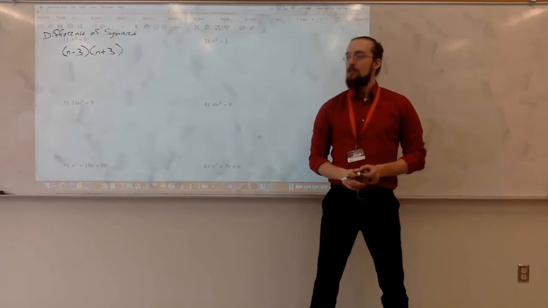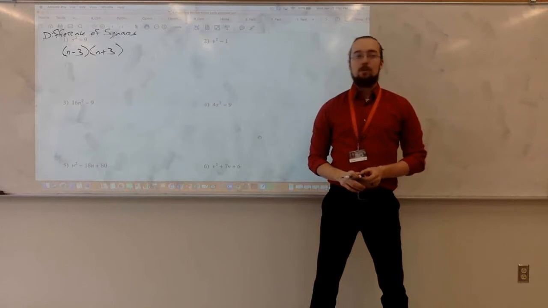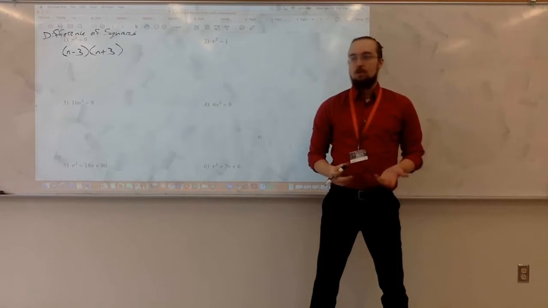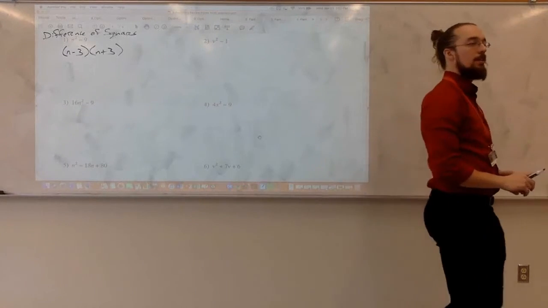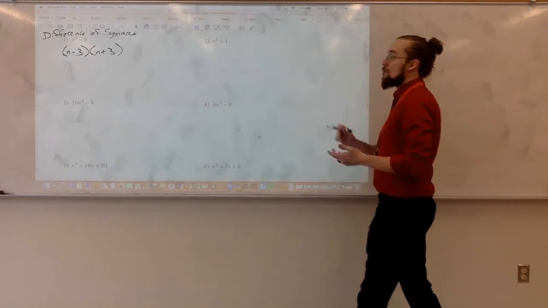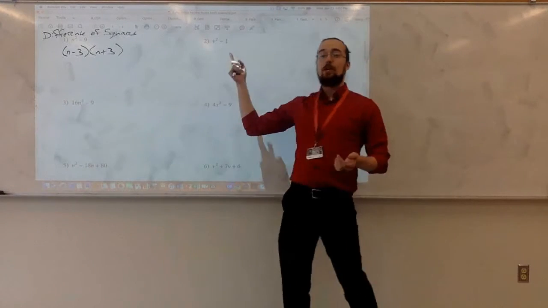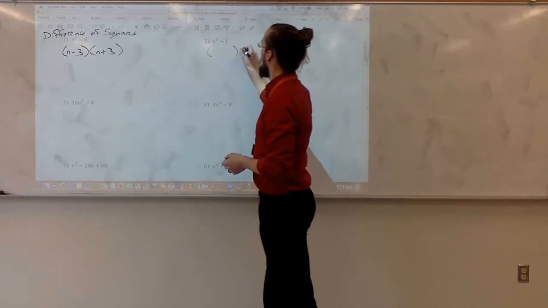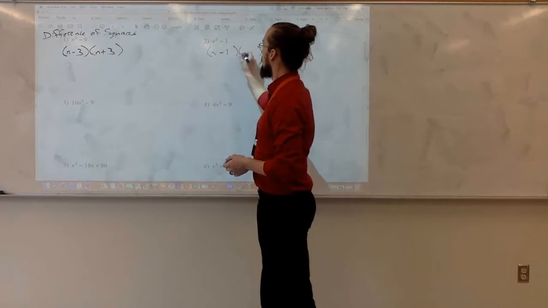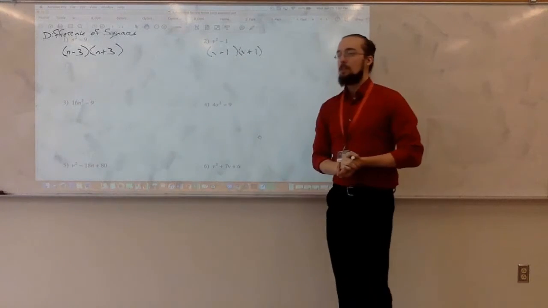Yeah. 1 is a perfect square. What's the square root of 1? 1. It's a whole number. So 1 is a perfect square. Right? So this is a difference of squares. How would it factor? Right. B minus 1, B plus 1.